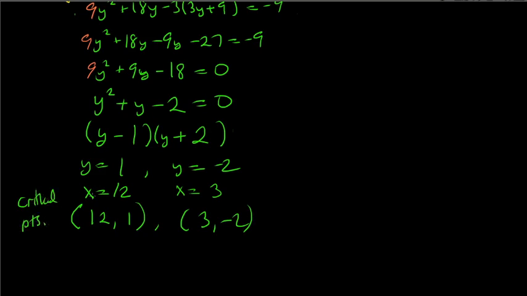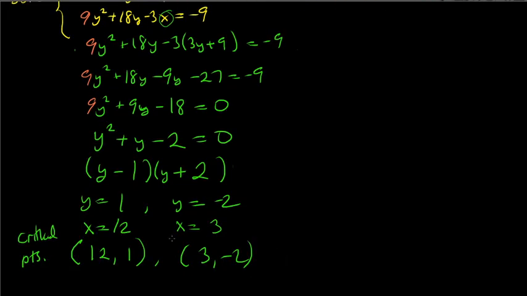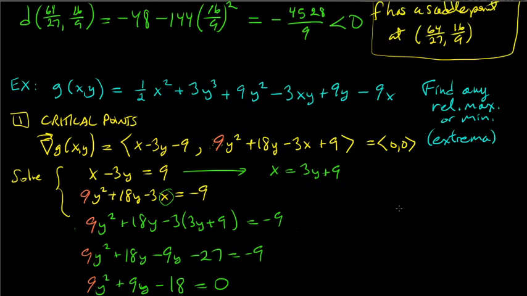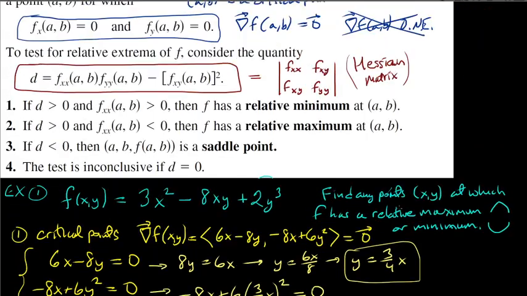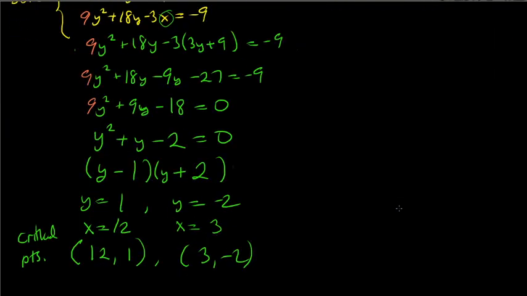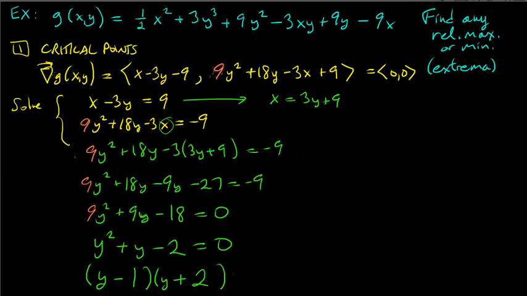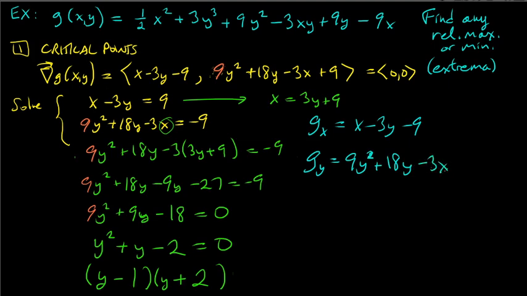Okay. But now we have to test them to see whether we get a maximum, a minimum, or a saddle point. And for that, we just go back to our second derivative test, right? So let's take the second partial derivatives here. Let's write down the first partial derivatives. Gx and gy. Boy, that 27y squared. It's 9y squared plus 18y minus 3x plus 9.